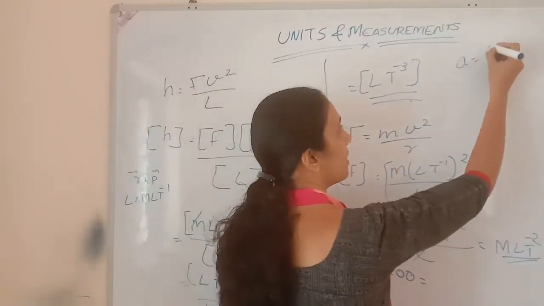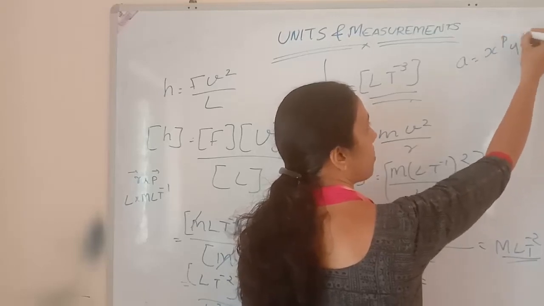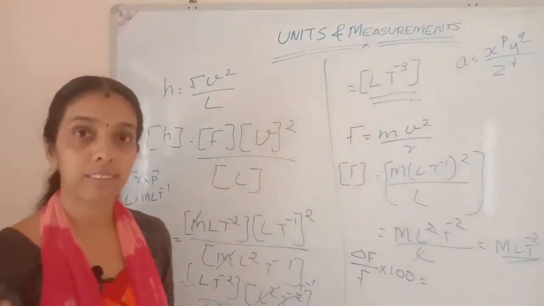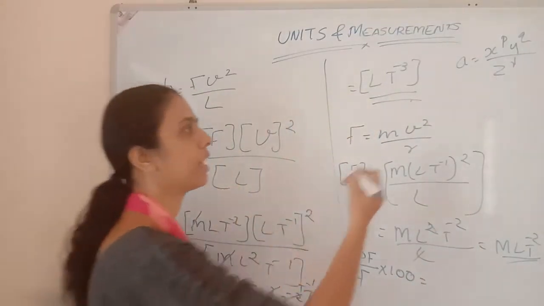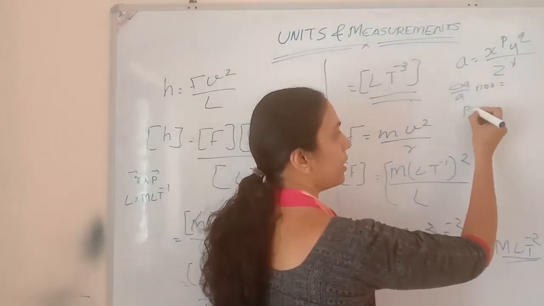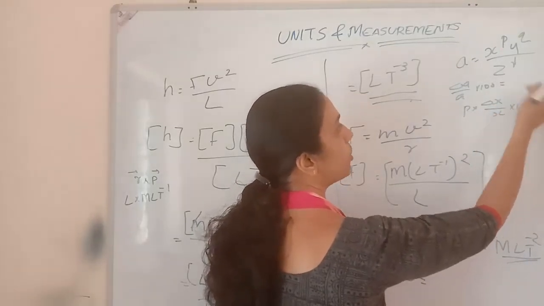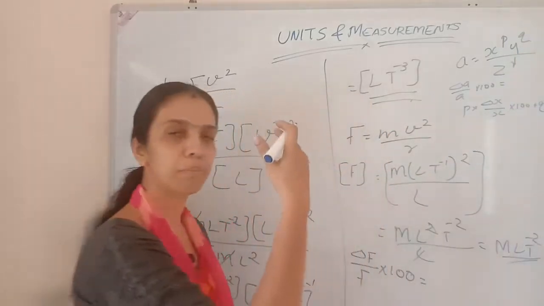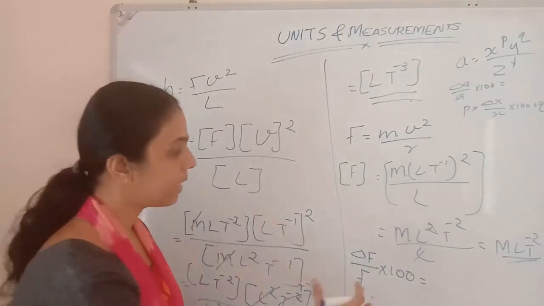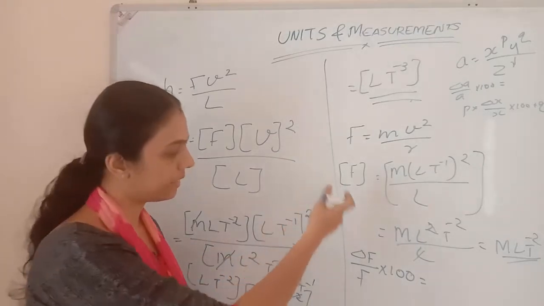A equals x to the power p, y to the power q divided by z to the power r. Like that, one question is in the theory we are explaining. Percentage error, how will we find it? Delta a by a into 100 is equal to p into delta x by x into 100, plus q into delta y by y into 100, plus r into delta z by z into 100. Okay, that is the way. The same method you should write down here also. So the previous question we did in the same manner.